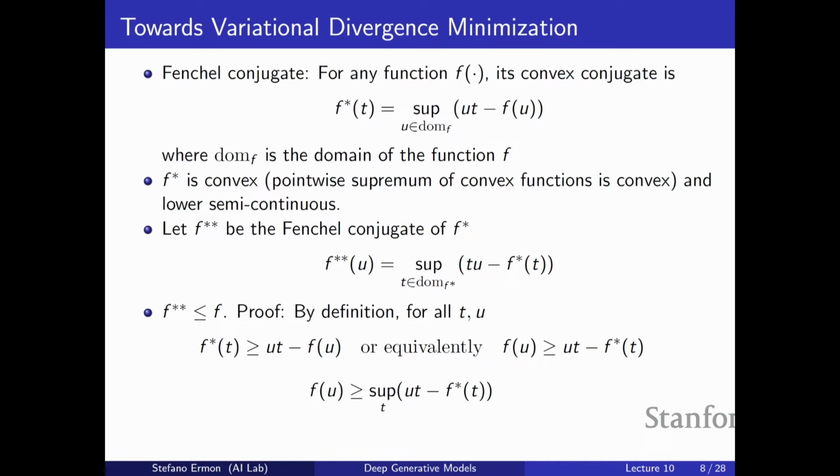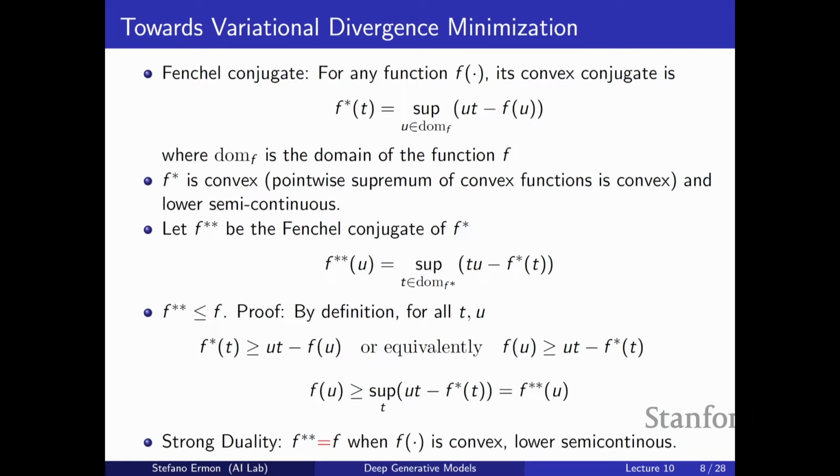And now, because this holds for any t and for every u, it means that f of u is at least as large as the supremum of ut minus f star of t, the convex conjugate, which is exactly the definition that we want, right? That's exactly the conjugate of the conjugate, f double star. And so we see that this conjugate of the conjugate is always less than or equal to the original function that we started with.